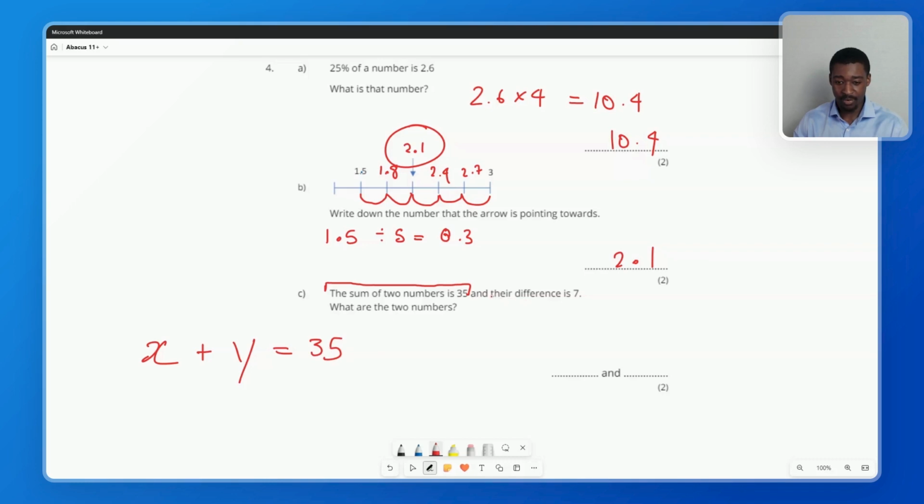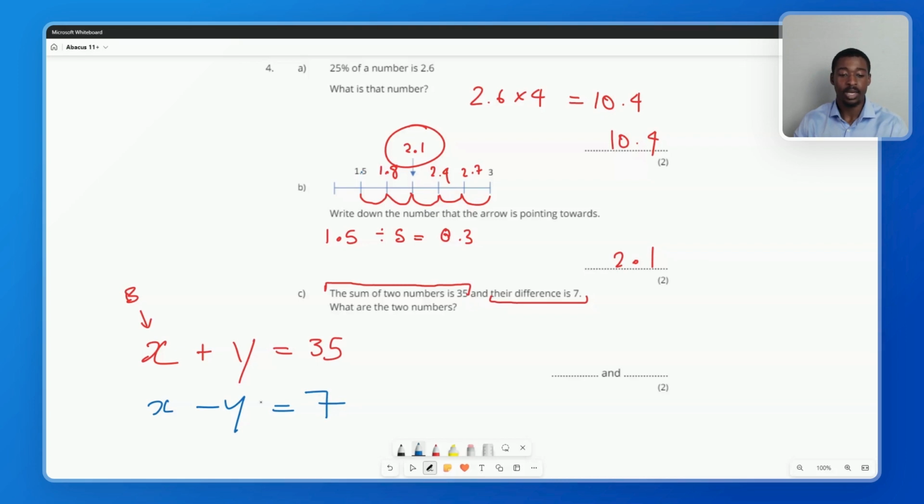And then their difference is 7. How do we turn that into maths? Well, if their difference is 7, that means that the bigger number minus the smaller number should give us 7. Like when we say that the difference between 3 and 10 is 7, that's because 10, the bigger number, minus 3, the smaller number, equals 7. So let's say that X is the bigger number. What that means is that X, the bigger number, minus Y equals 7.